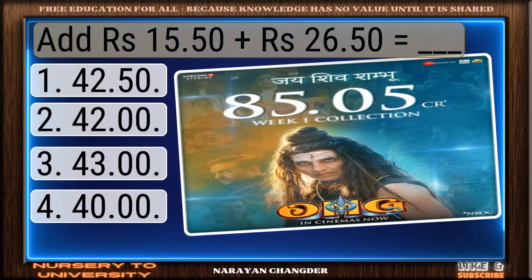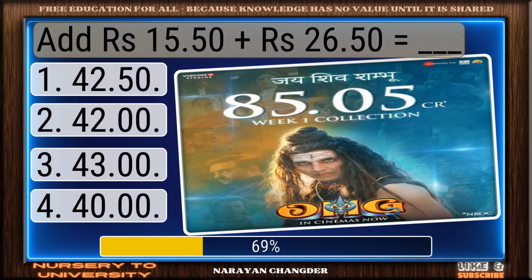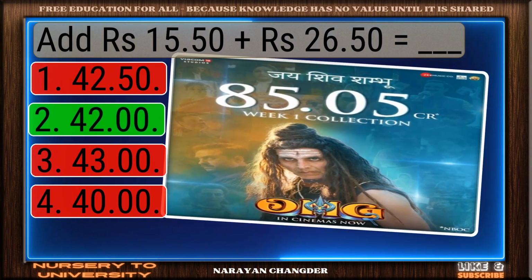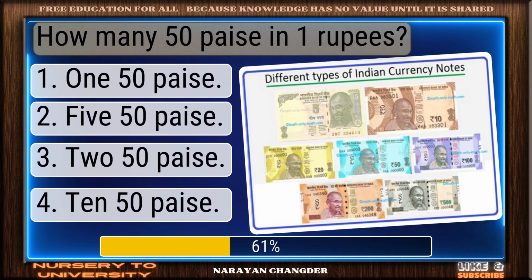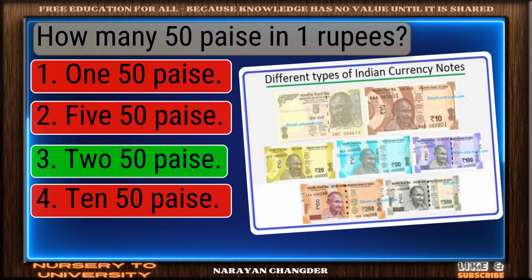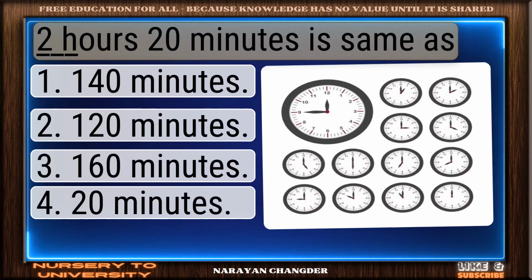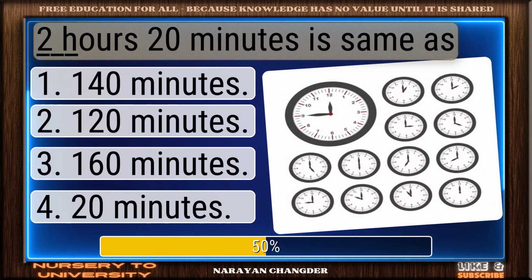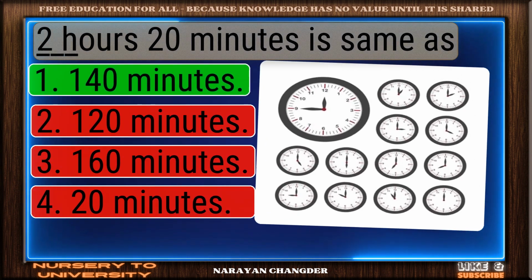Add Rs 15.50 plus Rs 26.50 equal to dash. Excellent choice. 4200 is the right answer. How many 50 Paise in 1 rupee? Strong choice. 250 Paise is the right answer. 2 hours 20 minutes is same as dash. You got it. Your choice 140 minutes is right.